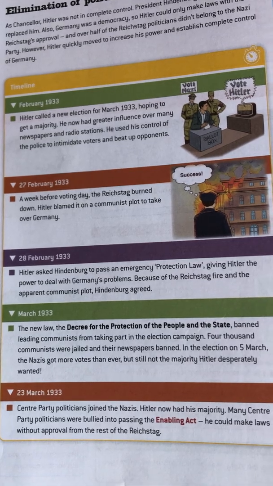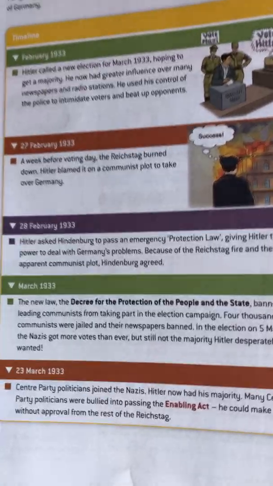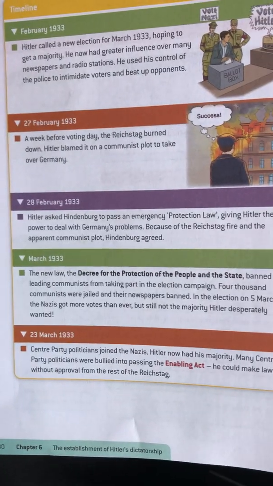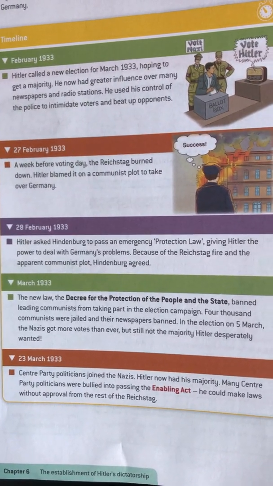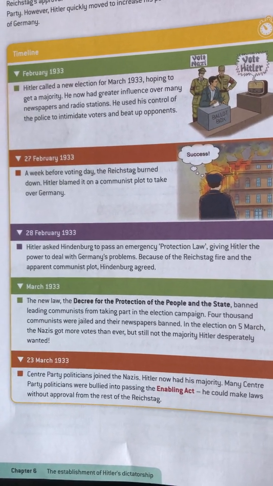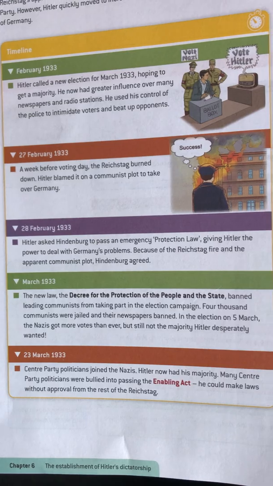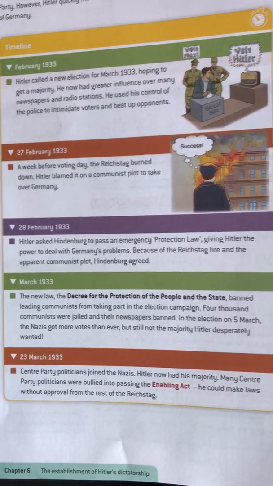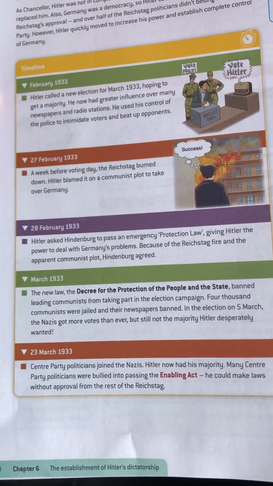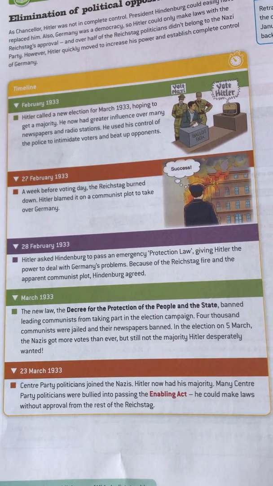In the election on the 5th of March, the Nazis got more votes than ever, but they still didn't have that majority. So they didn't have more than 50% of the votes. And carrying on until the 23rd of March, Centre Party politicians decided that they would join the Nazi Party. That gave Hitler his majority, and many centre politicians were bullied into passing the Enabling Act. What the Enabling Act was, it made it so that Hitler could pass laws without the approval of the Reichstag, making him a dictator because he no longer needed the approval of the elected government to do what he wanted. He could do what he wanted with the only person above him now being President Hindenburg.